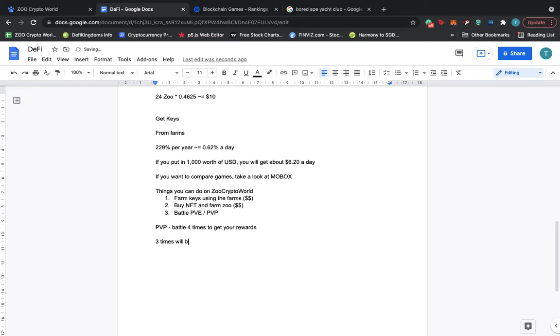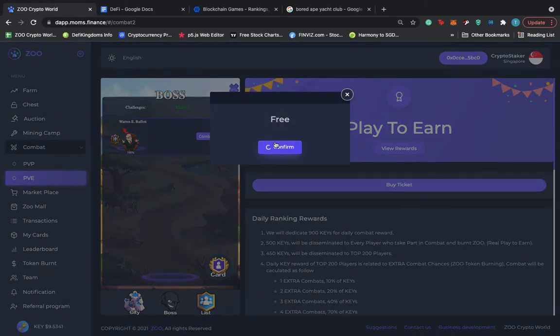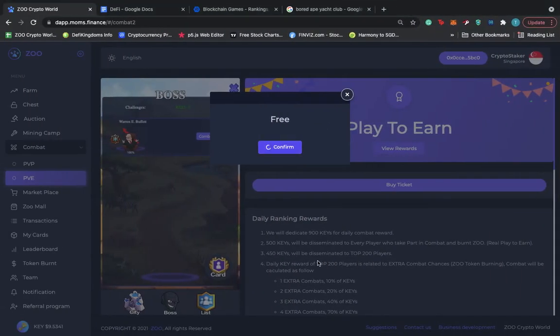3 times will be free. The 4th time onward will cost 1 zoo, then the 5th time will cost 2 zoo, the 6th time will cost 4 zoo, and so on, until it stabilizes at 32 zoo. So what you do is you just buy 4 tickets. It's the same for PvP too.